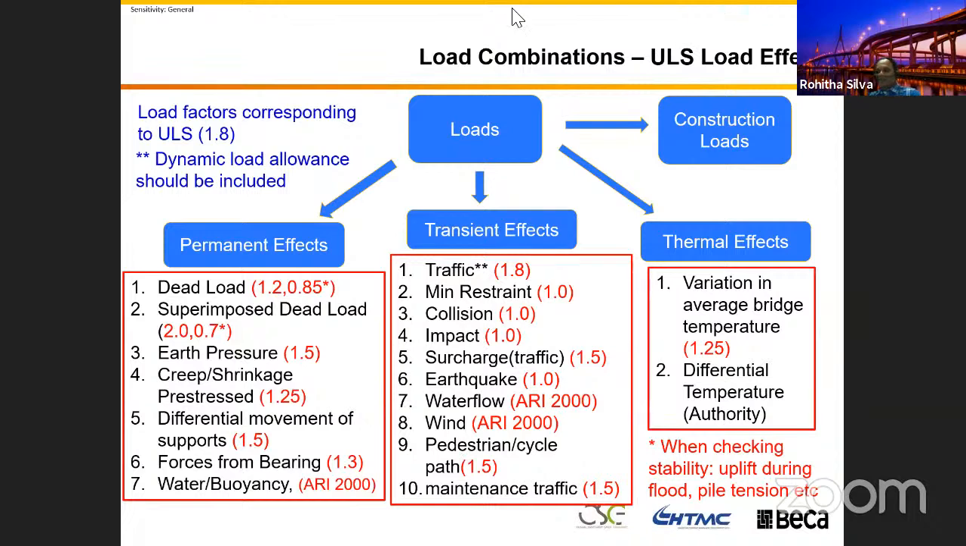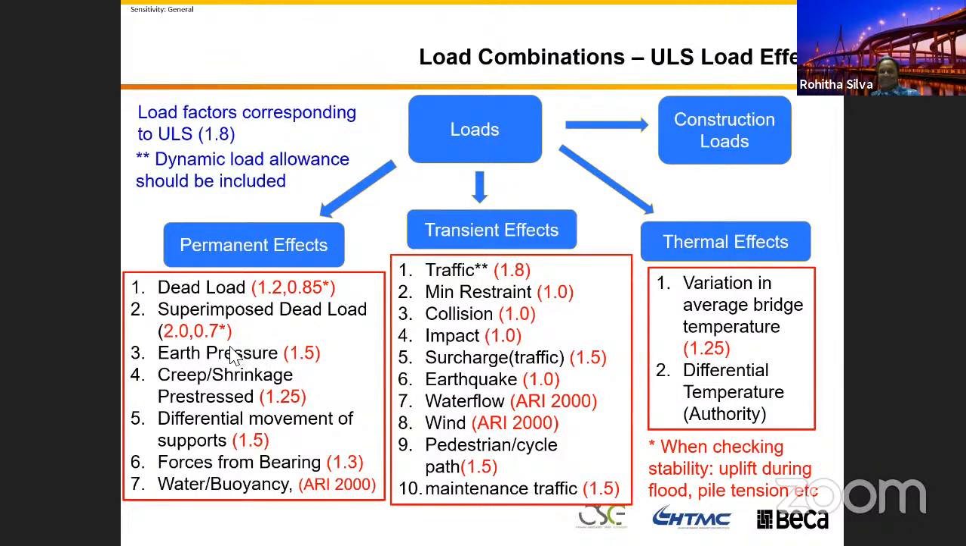Then the ultimate limit state combinations. This is again based on the Australian standard. You can see the dead load, you multiply by 1.2. The superimposed dead load, like the asphalt we put, is a permanent effect, but the risk is higher, so the code says you need to multiply this one by 2. The earth pressure by 1.5, the creep and shrinkage effect by 1.25, the differential movement 1.5. For buoyancy, we consider the ultimate limit state event as a 1 in 2000 year event.